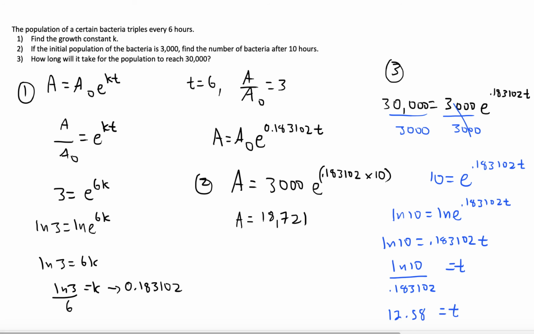So based on the idea that it triples every 6 hours, think about it. If the initial population is 3,000, then 6 hours later, it should be 9,000. And then a little bit after that, after 10 hours, the population has reached 18,721. And then it'll take approximately 12, a little bit more than 12 and a half hours for this population to reach 30,000.